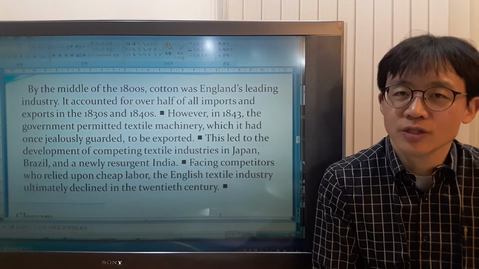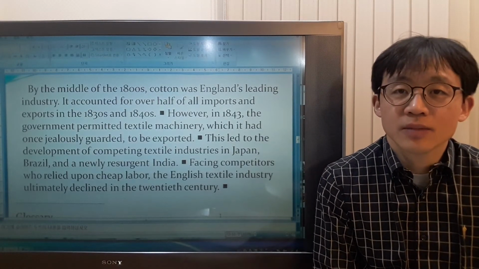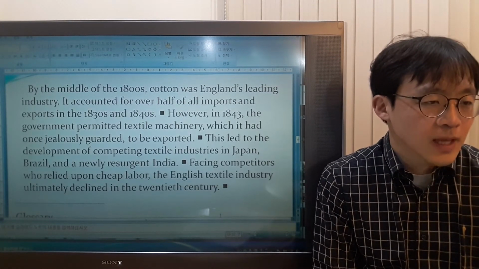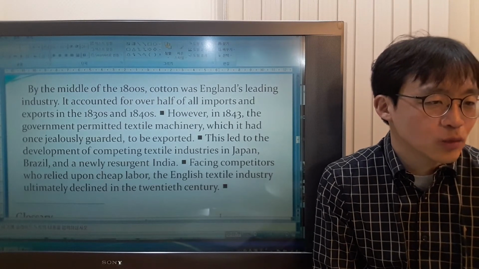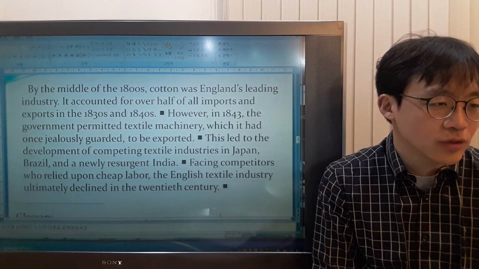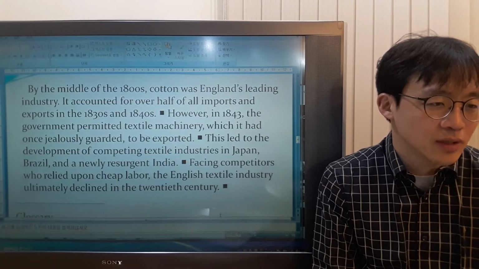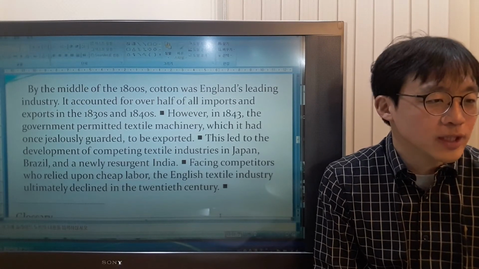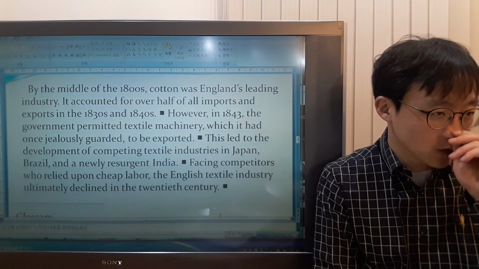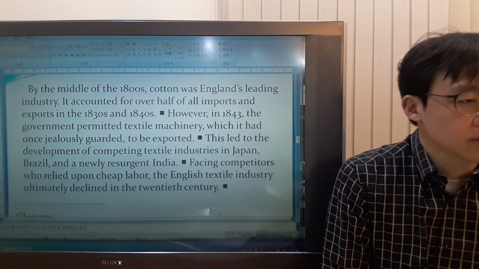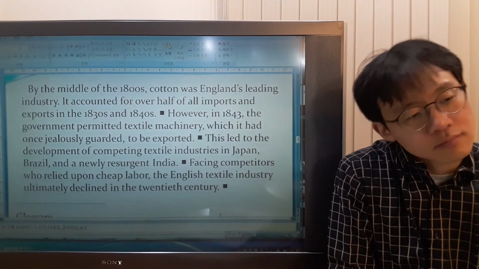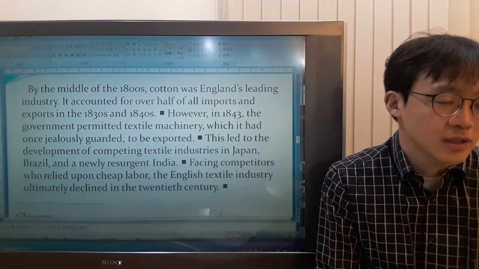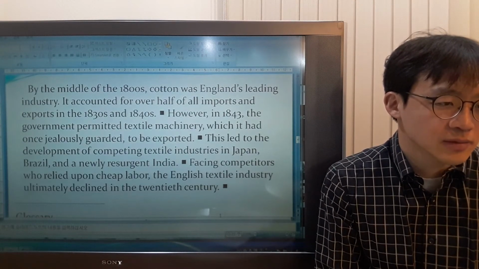Resurgent. What does that mean, resurgent? It means becoming strong after being in a weak state. And facing competitors who relied on cheap manpower, the English textile industry finally became weak in the 20th century. They were no longer competitive. Facing means what? Dealing with, right? Being in a situation where you have to deal with something.